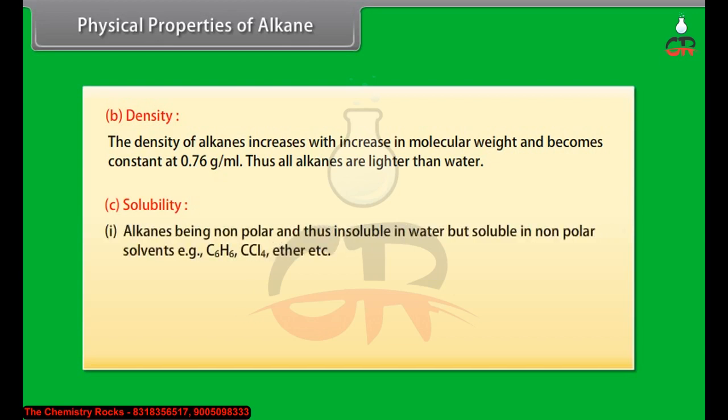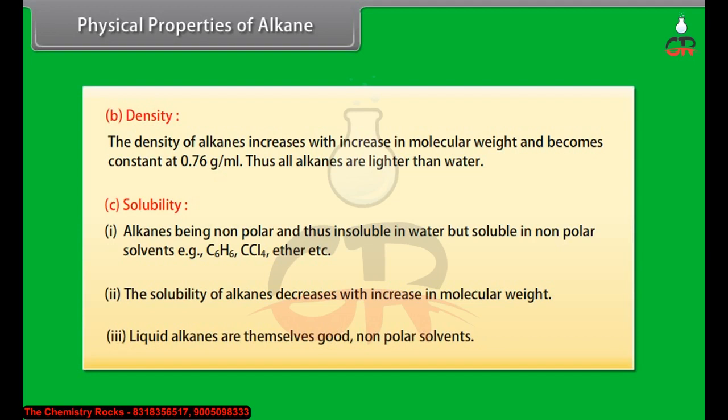Solubility. Number 1. Alkanes, being non-polar, are insoluble in water but soluble in non-polar solvents, for example C6H6, CCl4, ether, etc. Number 2. The solubility of alkanes decreases with increase in molecular weight. Number 3. Liquid alkanes are themselves good non-polar solvents.